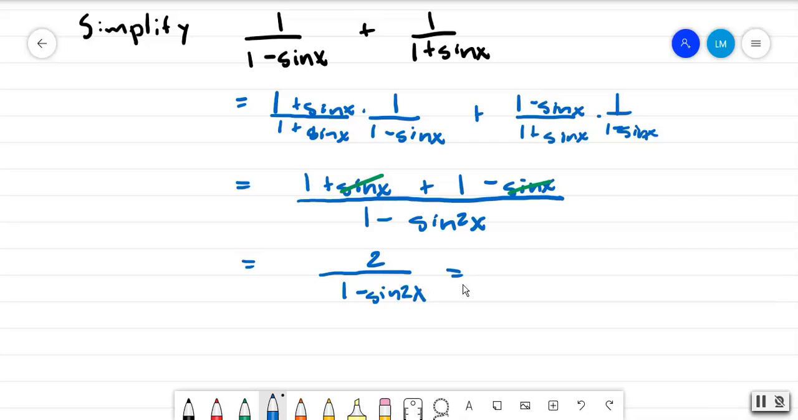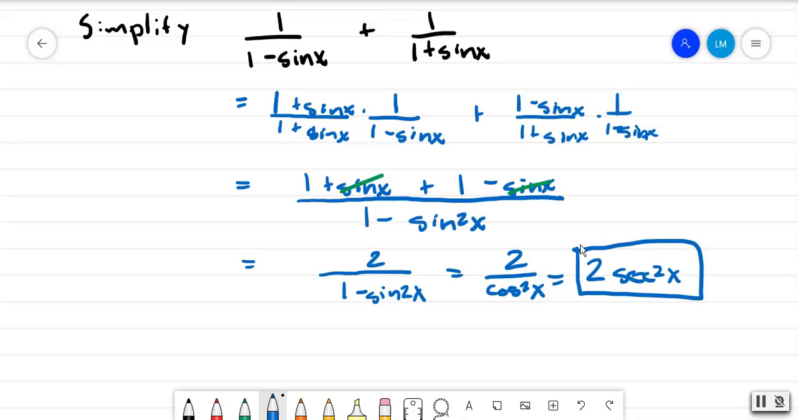Now, earlier we said that 1 minus sine squared x is going to be cosine squared x. So this is going to be 2 divided by cosine squared x. However, we know that this will be 2 secant squared x. So essentially that whole expression simplifies nicely to 2 secant squared x.